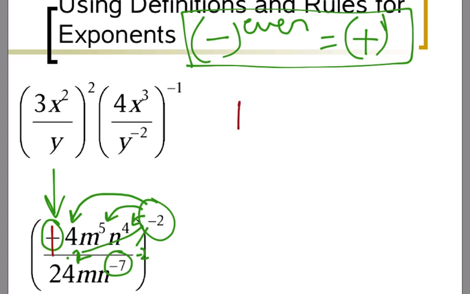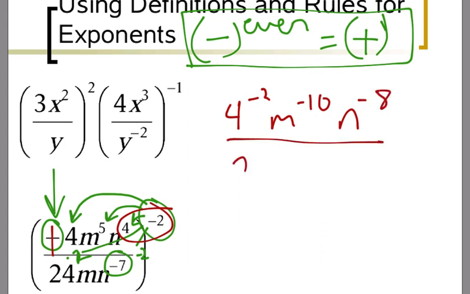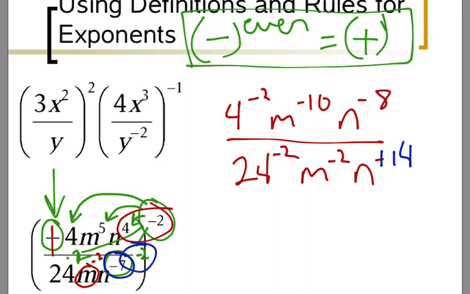And then I'm going to rewrite everything. 4 to the negative 2. M to the 5 times negative 2. Actually, I'm just going to go ahead and do the math on that and make it negative 10. N to the 4 times negative 2. That'll give me negative 8. Over 24 to the negative 2. M to the negative 2. I'm sorry, I didn't write that down here. Negative 2 to the m. And then n to the negative 2. Now that I've distributed the negative 2 times 7 on that last one, that'll give me a positive 14, actually. So negative 7 times the negative 2 gives me positive 14.